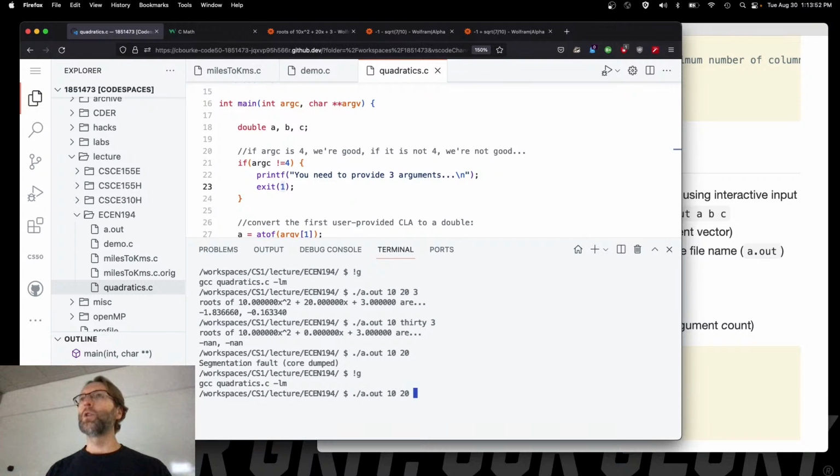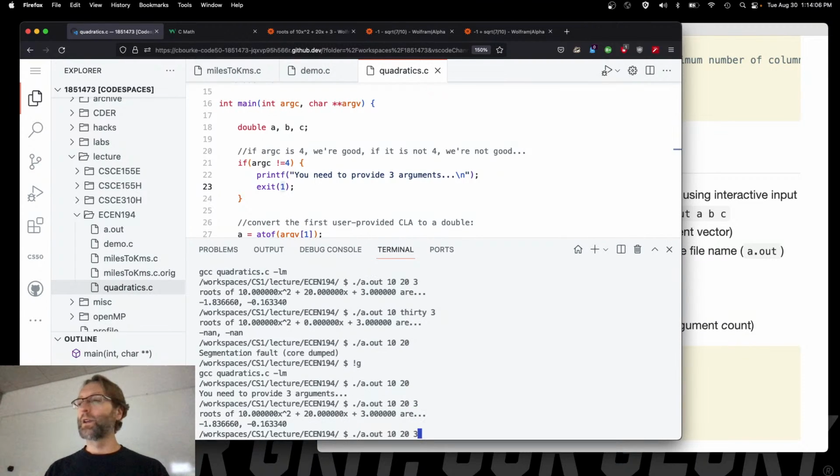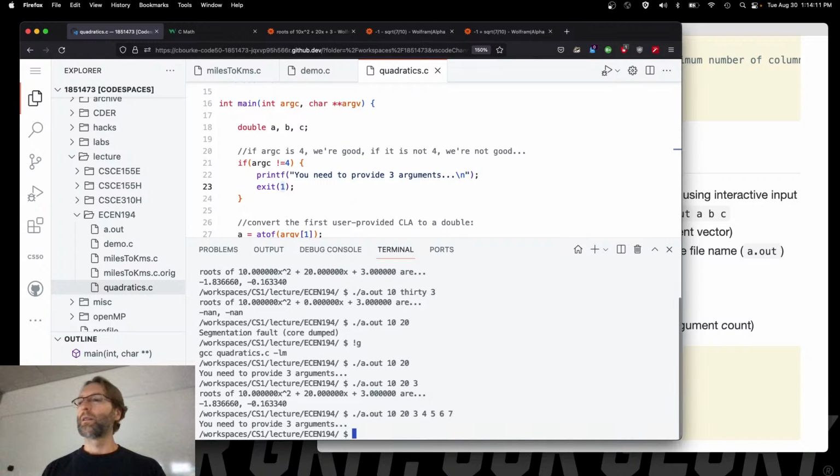So I only provide 2 command line arguments. Actually, am I providing only 2? 2 user provided, but a.out is 3, and so it's not equal to 4, and so we say, no, you need to provide 3 arguments. What if I provided 3? It works. What if I provided 4, or 5, or 6, or 7? It's also going to error out here. I don't know what to do with that. I'm just going to go ahead and error out and quit on you.